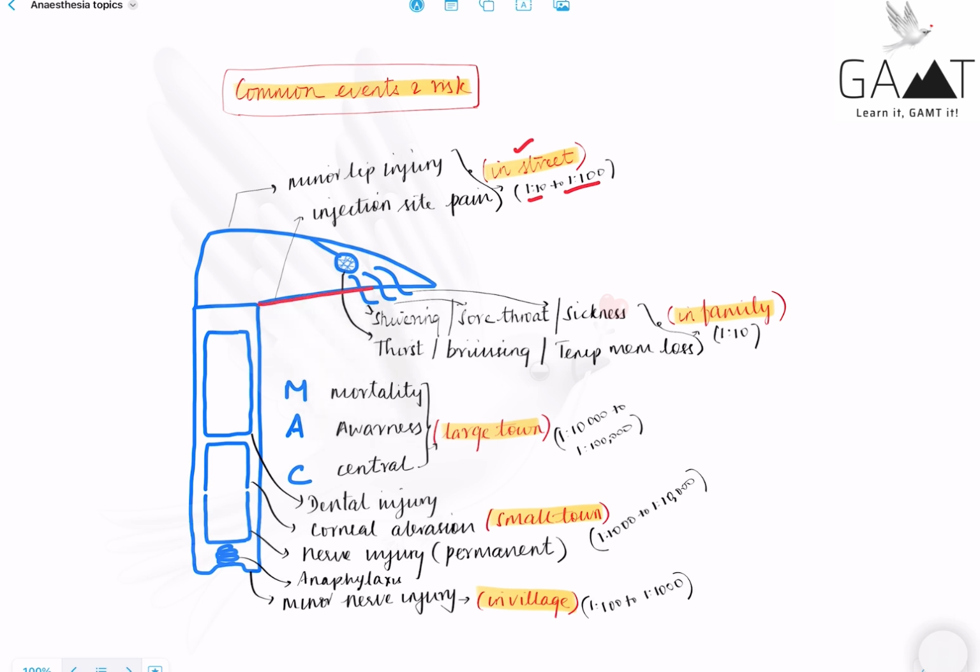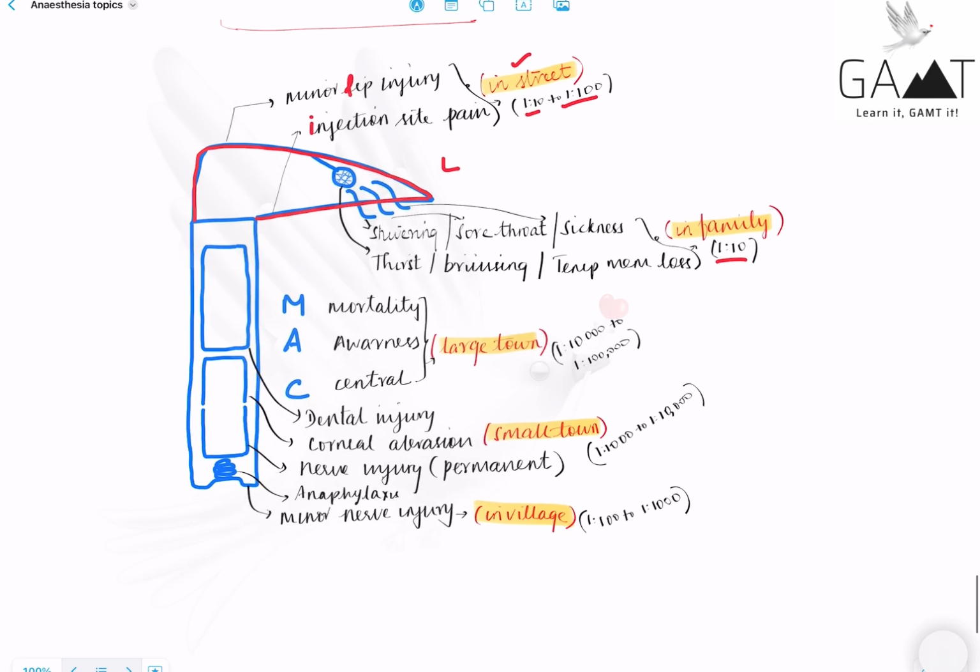This part of the Mac blade resembles the letter I, that's for injection site pain, and this part of the Mac blade resembles the letter L, it's for lip injury. So minor tongue and lip injury, injection site pain, these are common events and common risks associated with anesthesia. It's 1 in 10 to 1 in 100.